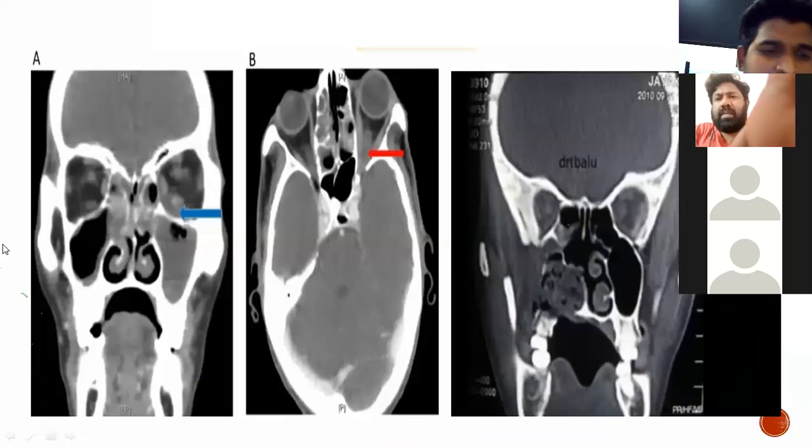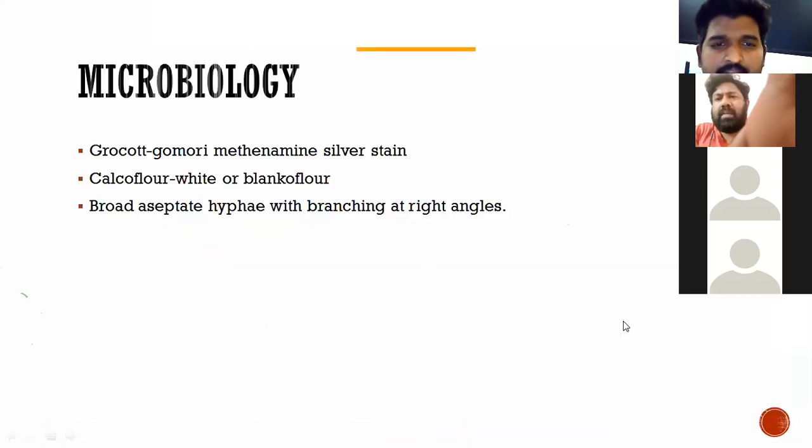And this is an imaging study. You could see involvement of bone, erosion of bone. There's a mass-like appearance in the retro-orbital area, and you could see the whole sinus is filled with fluffy necrotic material. And what are the tests you do when you collect the sample? You can do staining with Grocott-Gomori staining and Calcofluor staining, and what you see typically is a broad aseptate hypha with branches at right angles.